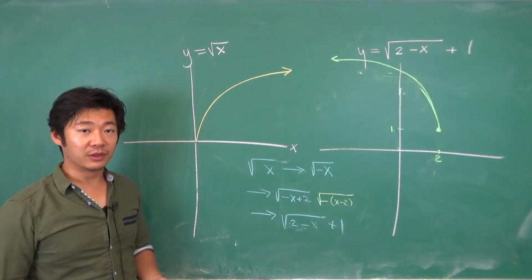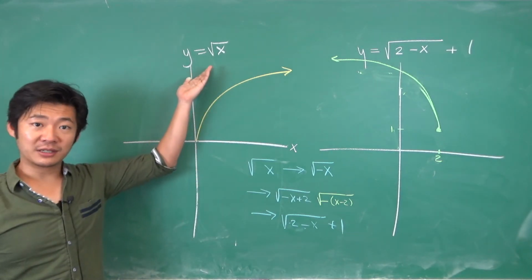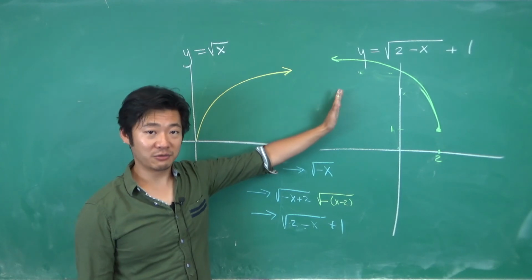So by following the rules, if we know the shapes of the graphs of your basic functions, you can graph the modified ones by doing the appropriate transformation to the graph.